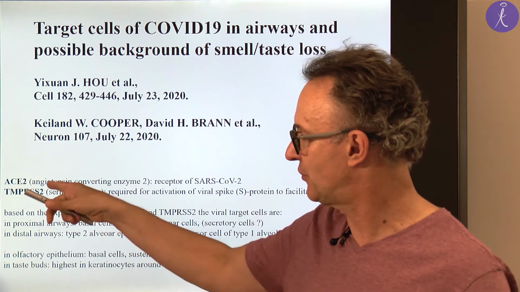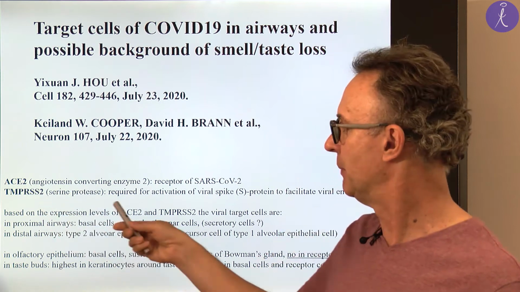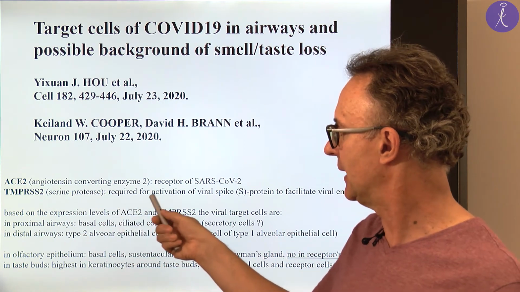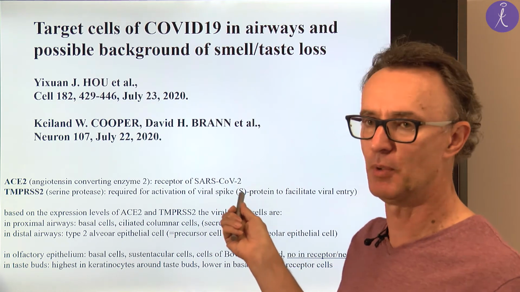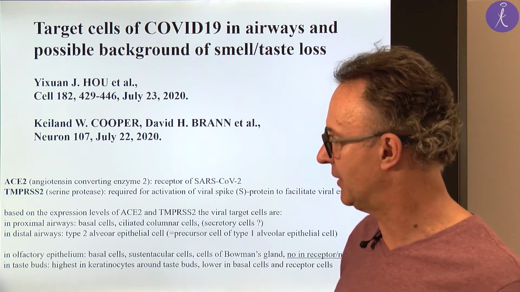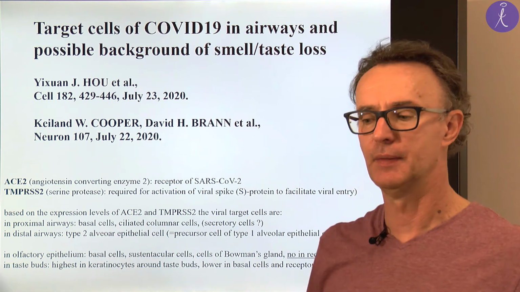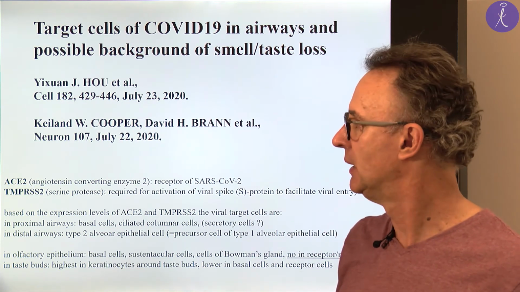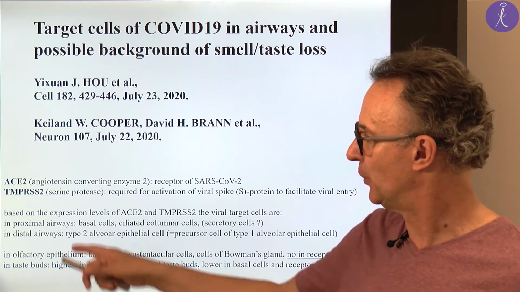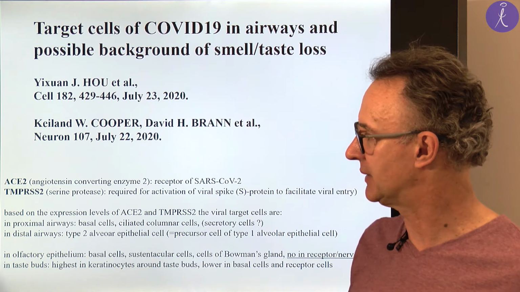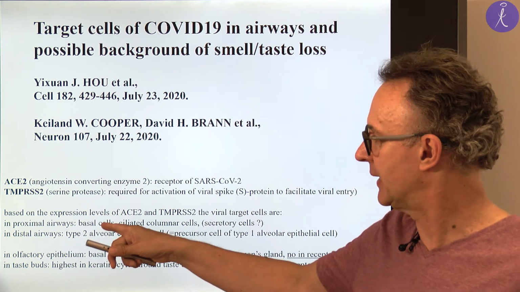But not only this factor, but also the serine proteases are important for the virus entry, because this serine protease is able to cleave the viral spike S protein, and this is important for the entry. And based on these two factors, some people tested the expression of these factors, and I listed the target cells where these factors are expressed at high level. And that's why these are the target cells for the virus.